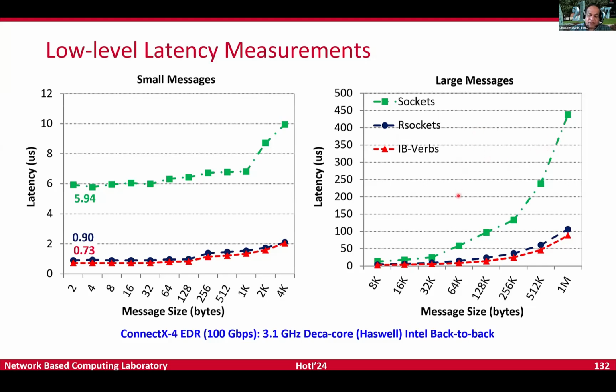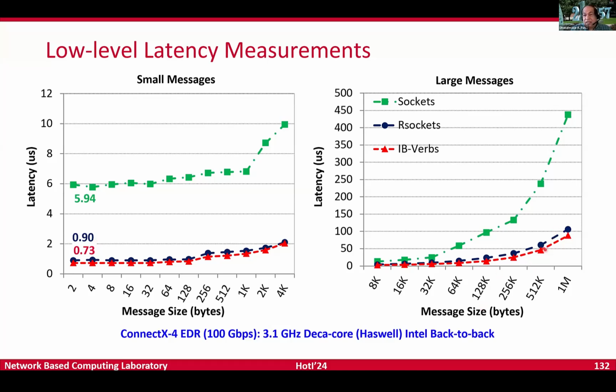Now, if you go into a little bit of differentiation or evaluation between sockets, we talked about R sockets and IB verbs. You will see very clear differences. This is the sockets case, again on the ConnectX EDR platform. Here you will see around 6 microseconds for TCP versus very close to 1 microsecond for RSockets or IB verbs.